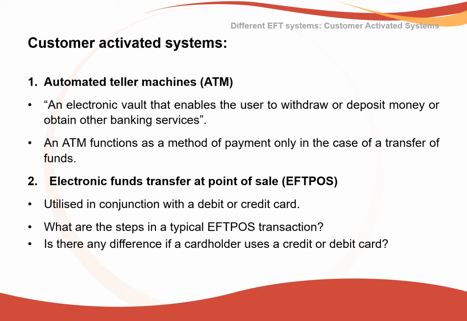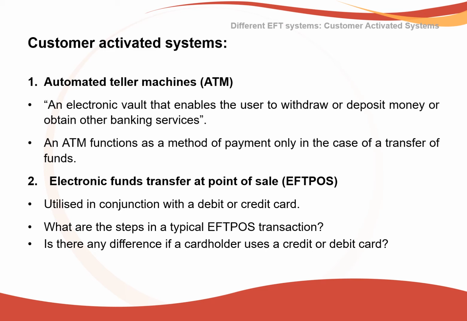Let's consider the question of what are the steps or processes in a typical EFTPOS transaction. In a typical EFTPOS transaction, the customer uses a terminal connected to a merchant's cash register and pays electronically for goods purchased from the merchant. The magnetic stripe or smart card chip on the back of the customer's credit or debit card is swiped through a reader held at the cashier's register.